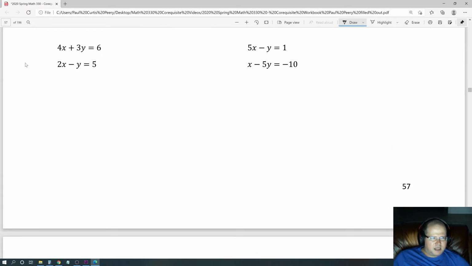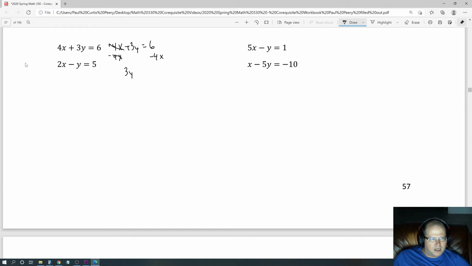Okay, let's try a couple more. Same kind of concept. They give us two equations. Well, the only way we're going to find out whether they're parallel or perpendicular or neither is we have to know the slopes. So we determine the slopes. So let's deal with the first one. So we have 4x plus 3y equals 6. We have to get rid of this 4x. We have to get the positive 3y by itself. So we subtract 4x, and whatever we do to one side, we do to the other.